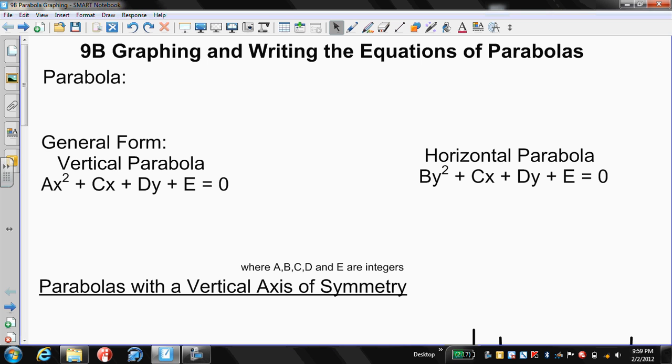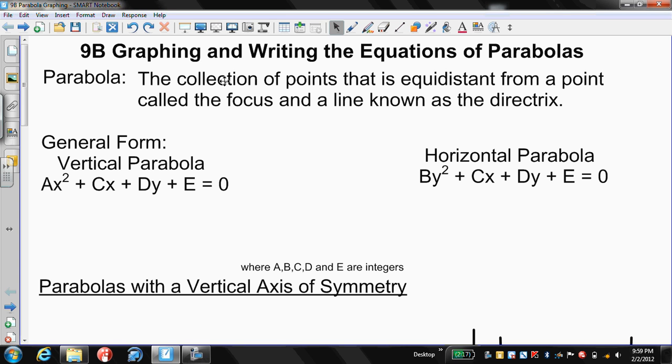Now we have studied this before in the earlier semester, but now we're going to talk about it in relation to other conic sections, and we're talking about a different graphing form. So what we want to do is first talk about what is a parabola. Again, it's a collection of points equidistant from the focus and the directrix. So here we have two key words that we're going to learn, focus and directrix.